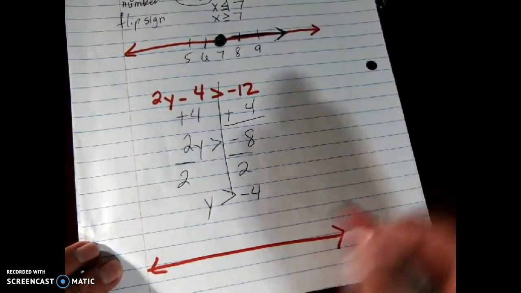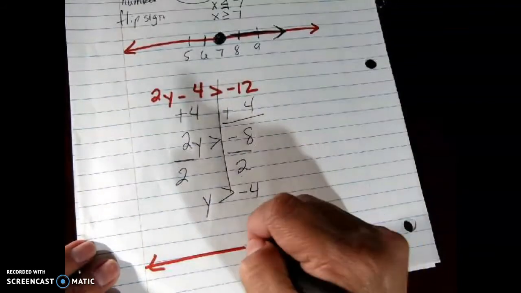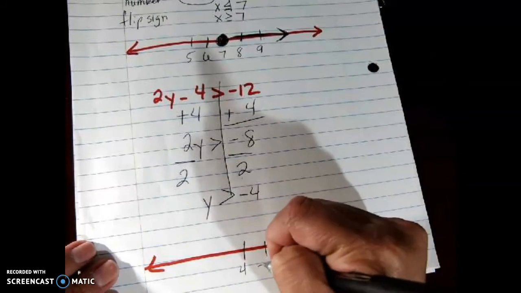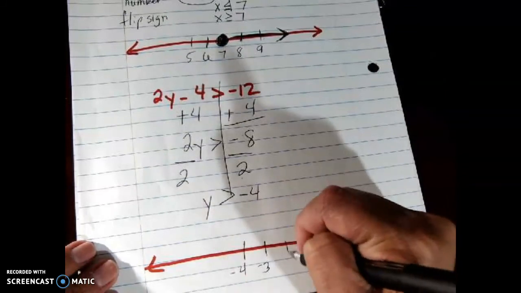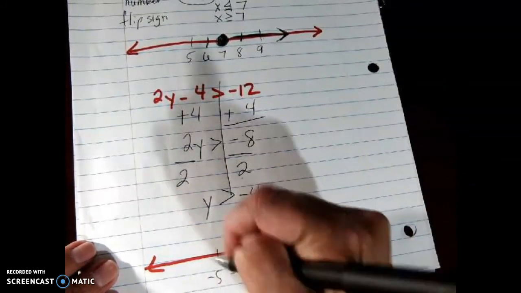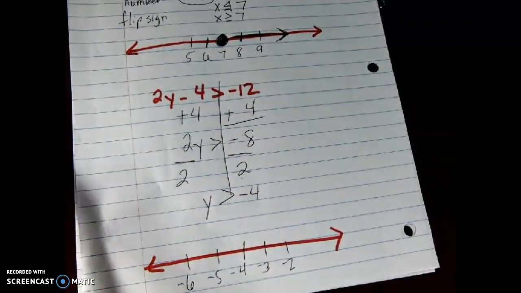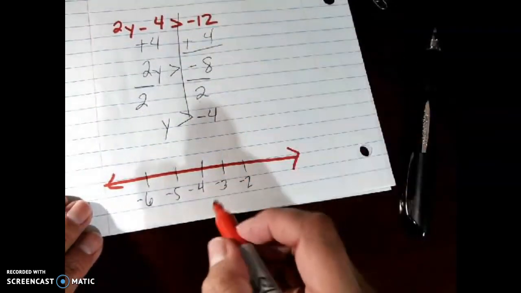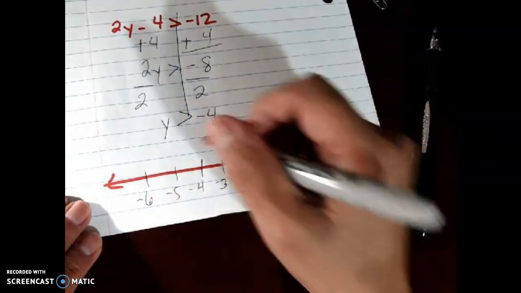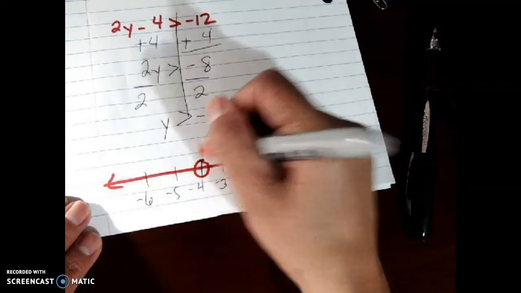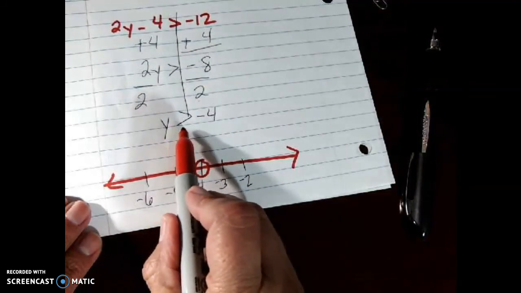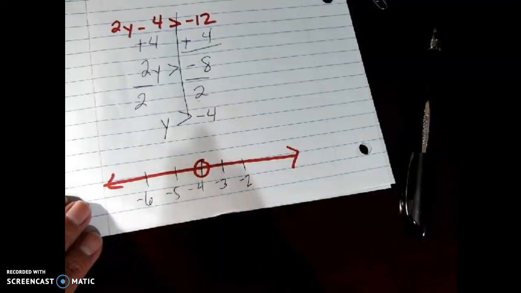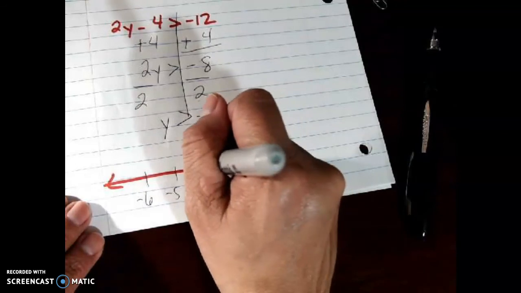So when I draw the number line, so y is greater than negative 4. It's going to be an open circle. An open circle, because there's not an equal to sign right there. An open circle. So y is greater than negative 4, and it's going to be to the right.